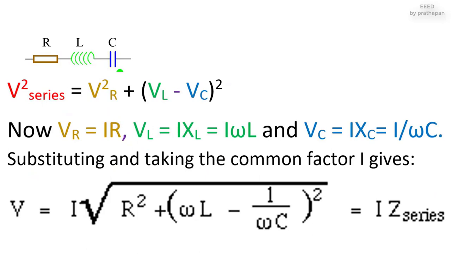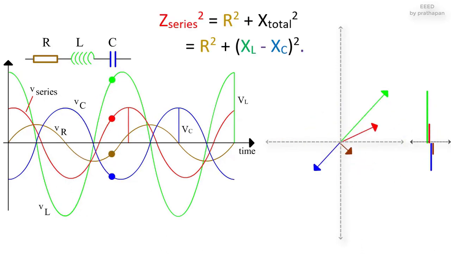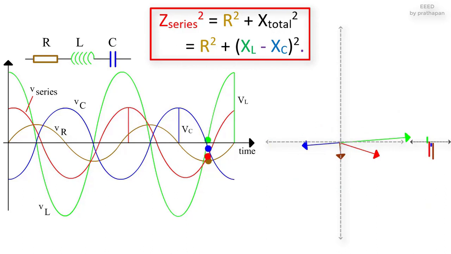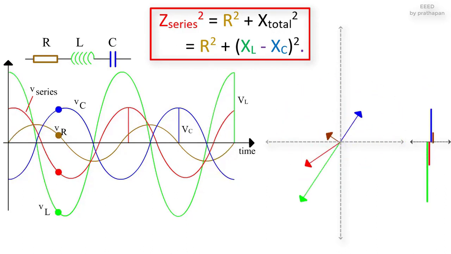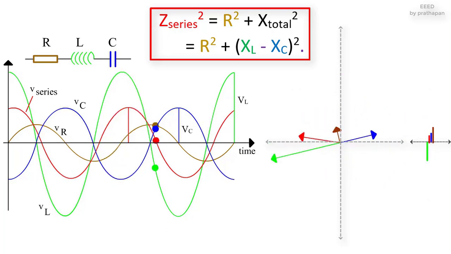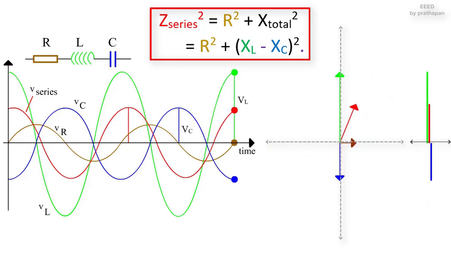Z_series is the series impedance, the ratio of the voltage to current in an RLC series circuit. Note that, once again, reactances and resistances add according to Pythagoras' law. Z_series squared equals R squared plus X_total squared, equals R squared plus (X_L minus X_C) squared. Remember that the inductive and capacitive phasors are 180 degrees out of phase, so their reactances tend to cancel.